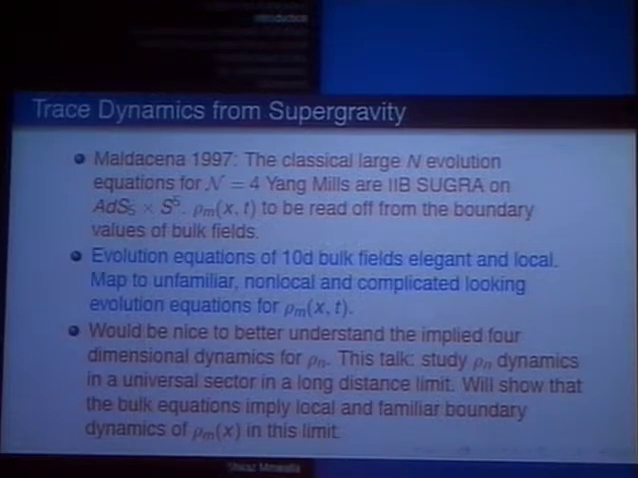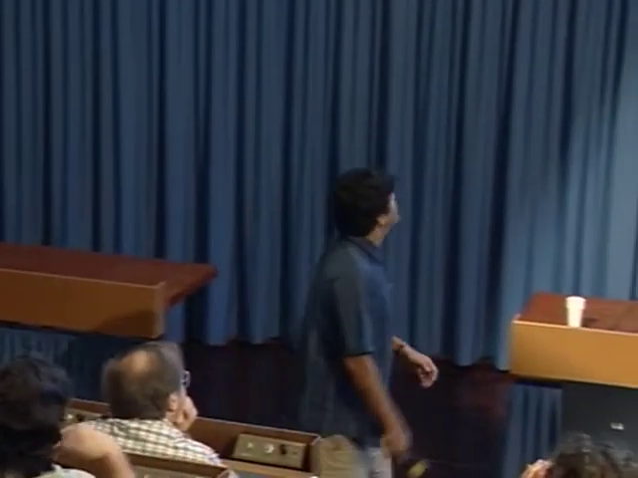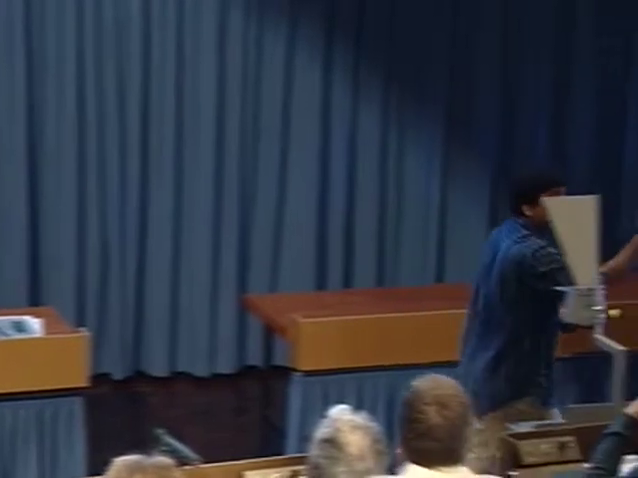The values of various trace operators could be read off from the fall-offs of the various gravitational fields as you approach the boundary of AdS. So this was very beautiful. However, there's a slightly uncomfortable feature of it. And that feature is that the bulk evolution equations of 10D supergravity, which are elegant and local in the bulk, map to unfamiliar, non-local, and complicated-looking evolution equations when translated directly in terms of the expectation values of trace operators.